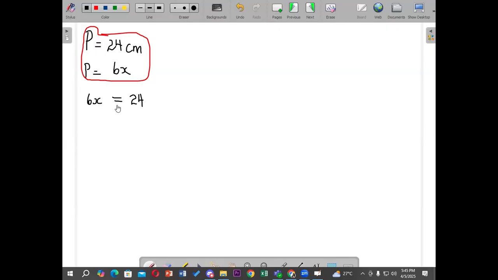Very good, Eurissa. So we have to divide the 24 by 6. We want to solve for x, so we divide the equation by 6, and we will get that x is equal to 24 divided by 6, which should give us 4. So there we go.